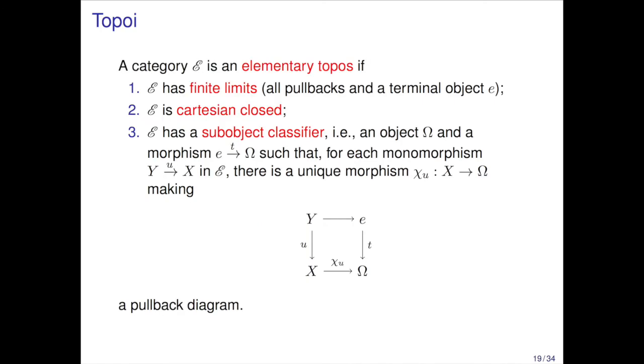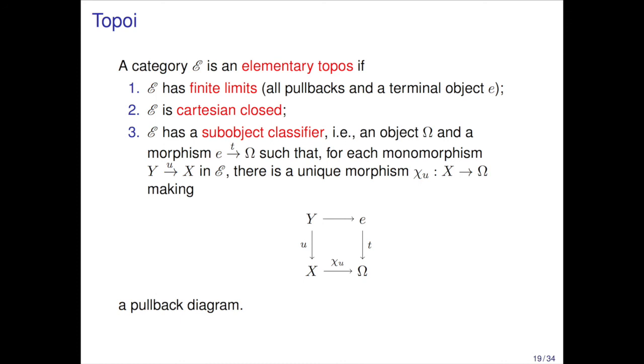All right, so let me tell you a little bit what toposes are. A category E is an elementary topos if it has finite limits, so fiber products and a terminal object. It's Cartesian closed, which I already explained, and it has a subobject classifier. It's probably best not to try to read the definition; when I first saw it, it didn't really mean much to me. But let me explain a subobject classifier through examples.